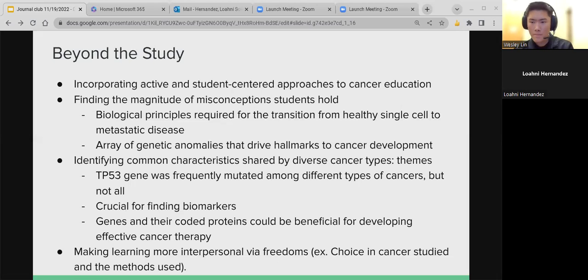And finally, just in general, making learning more interpersonal via some freedoms. So, for example, students had a choice in the cancer studied and the methods used, which could be a great way to stem interest and keep the students engaged by being able to apply material to things that they already are familiar with. So those are all factors that go beyond the study that will be extremely useful.